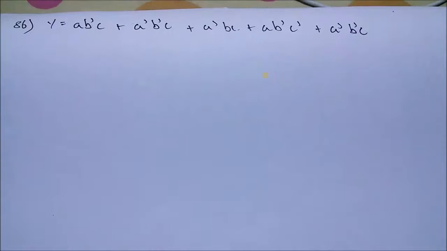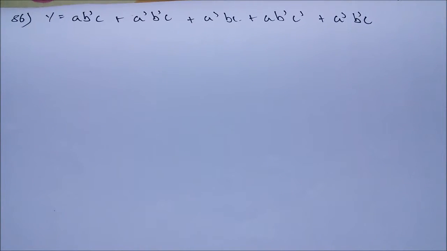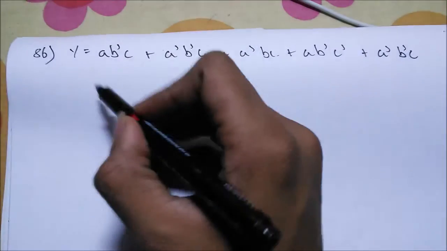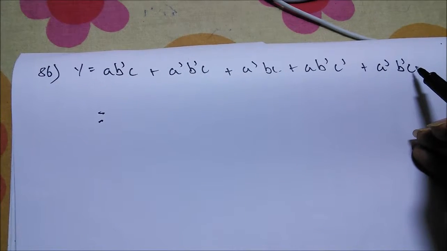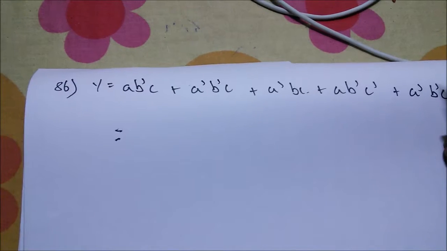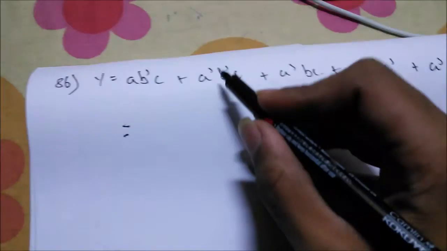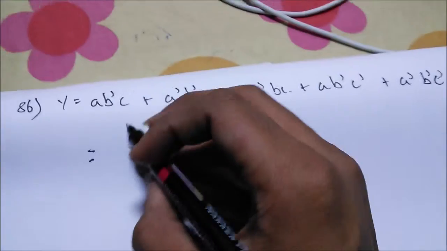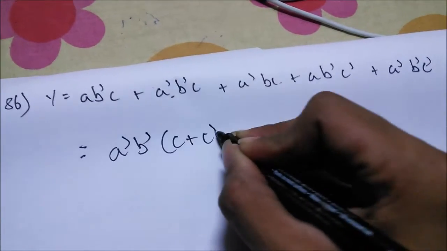Next question, we're supposed to simplify the given expression. Now this is the given expression. Now we notice that these two have a dash and b dash common, so we can take them out and write it as c plus c dash.